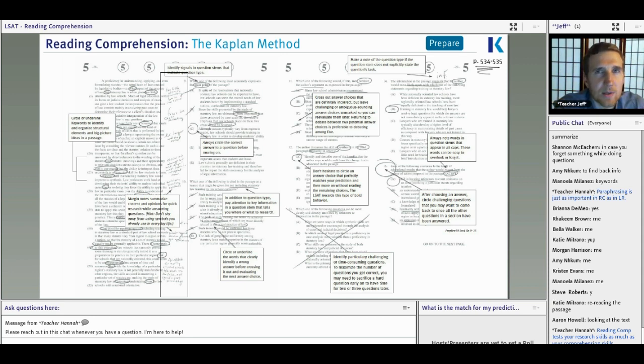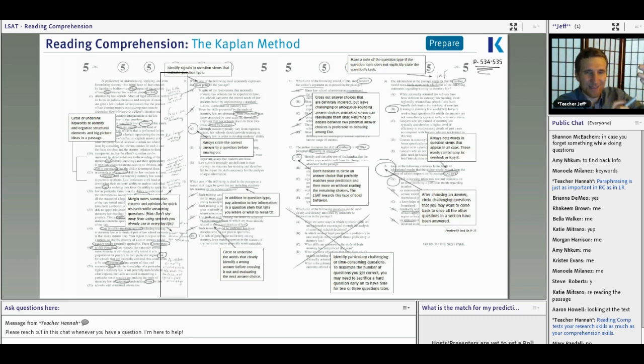Now, when you're going back to research, do you want to have to skim the whole passage? And I'm sure some of you did this before. You're like, where was that in the passage? And you're like, up here at the top, going through the whole thing. Like, no, you do not want to have to go back and look at the entire passage.